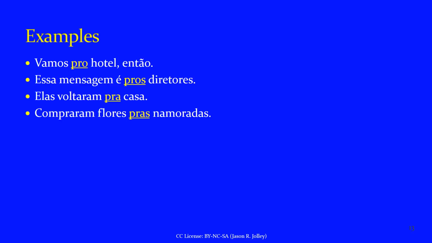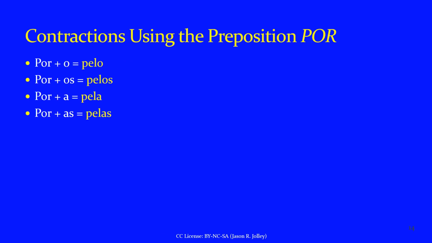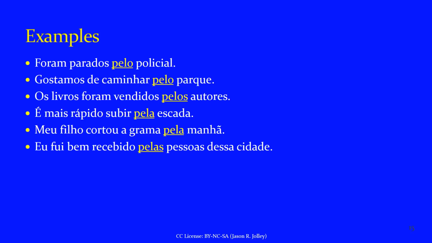All right, and here we are with our last set of contractions. The preposition por contracts with the definite articles, yielding the forms you see here on the slide, which usually means something close to by means of, by the, in the, or through the. We'll see this in the examples on the next slide. So we have pelo, pelos, pela, and pelas. Let's look at some examples of those contractions formed with the preposition por and the definite articles.